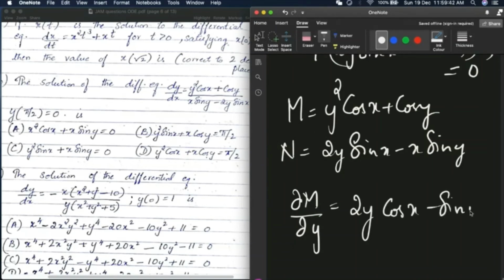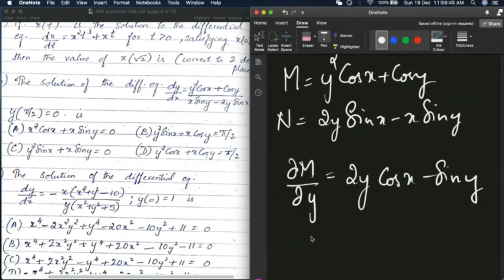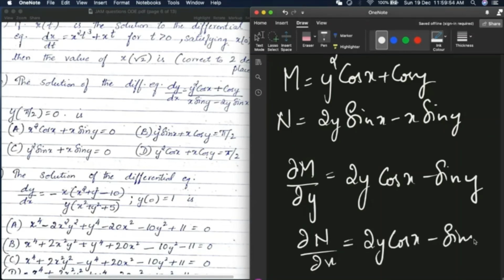I think it should be exact. Ma'am, it is exact, no? It looks like somewhere your derivative will match. Yes, equal, exact. Then you're done. Once it is exact, it's simple.